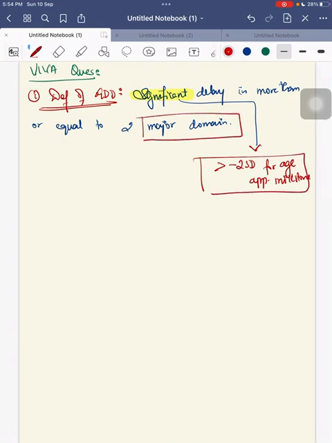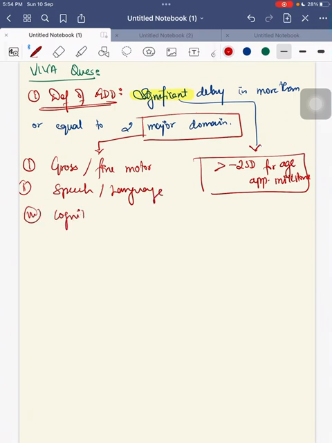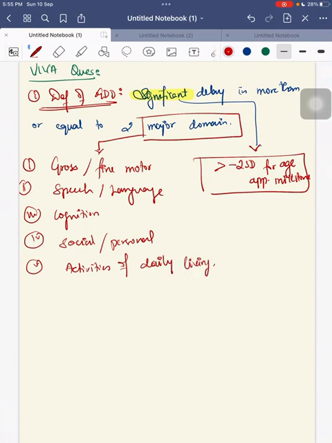Next, what are the major domains? According to our IAP journal, and even in Nelson, the major domains are: first, gross and fine motor; second, speech and language; third, cognition; fourth, social and personal; and fifth, activities of daily life. These are the five major domains. If there is a significant reduction in achieving milestones in any of these five, you will call the child as having a global developmental delay.